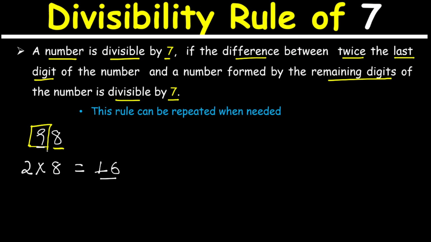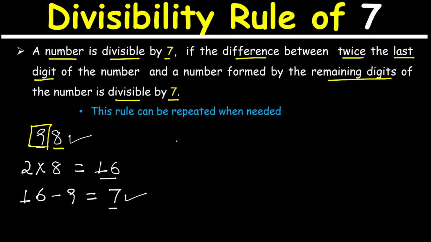When you calculate the difference, always subtract the smaller number from the larger number. And 16 is larger than 9, right? Therefore, 16 minus 9 equals 7. We know that 7 is divisible by 7 because 7 divided by 7 is 1 and its remainder is 0. Therefore, since 7 is divisible by 7, the original number 98 is also divisible by 7.